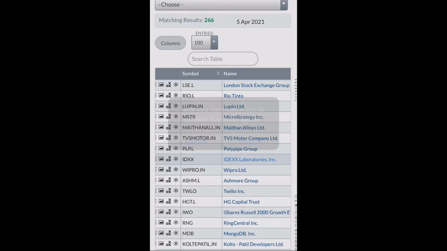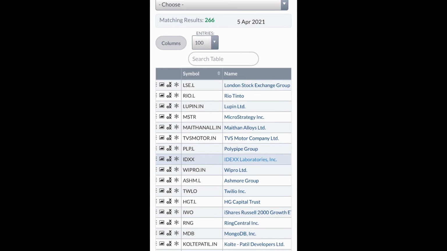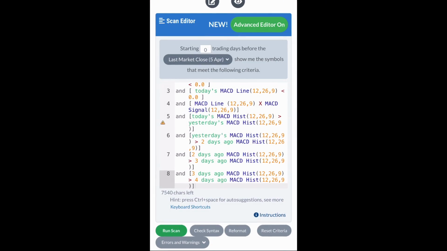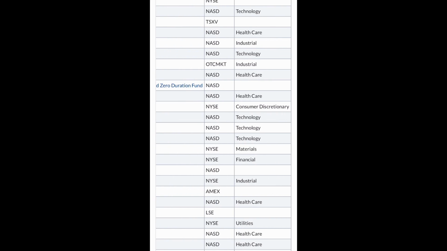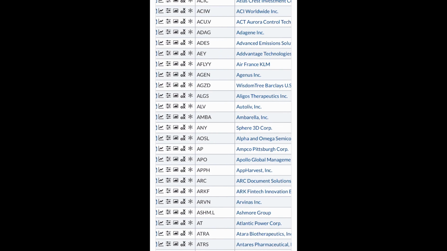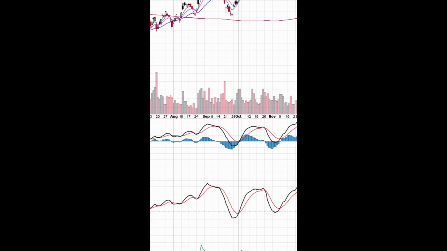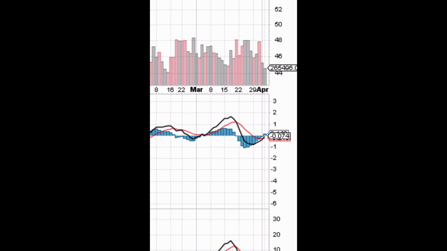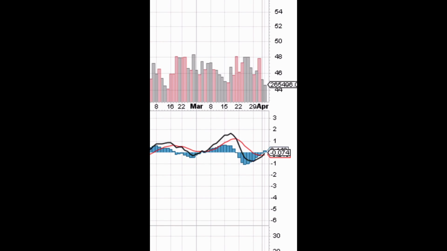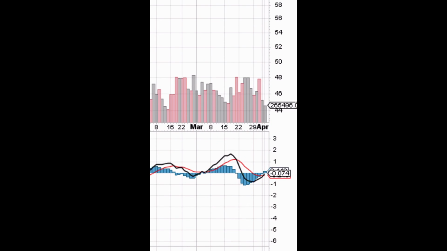Let's look at one more. Let's go ahead and run that scan one more time. All right, let's look at this one, ALV. So if we look at the MACD, same thing. You can see that it's in an upward trend. You see that the MACD line has crossed the signal. This one's actually crossed the center line, which is another indicator that the stock is building upward momentum.